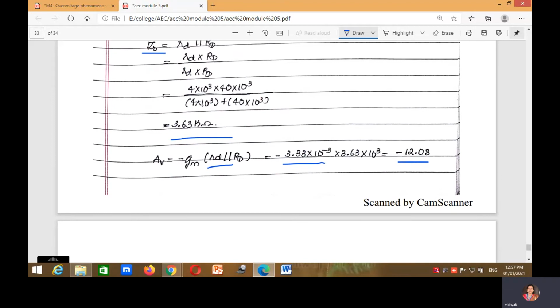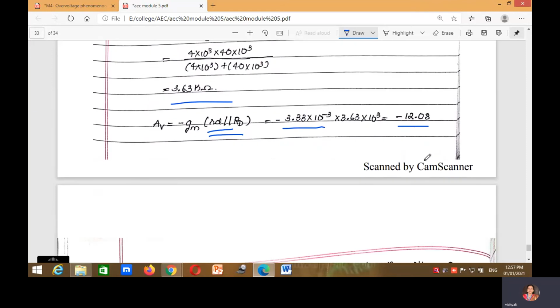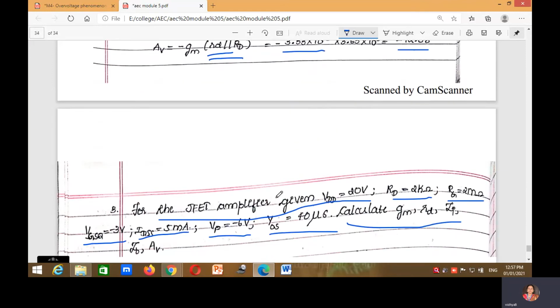Voltage gain is equal to what? Voltage gain is equal to minus gm open bracket rd parallel with capital RD close bracket. We know the value of this parallel resistance, that is we got 3.63 kilo ohm, and gm value is 3.3 into 10 to the power of minus 3. If you solve, you will get voltage gain of minus 12.08.